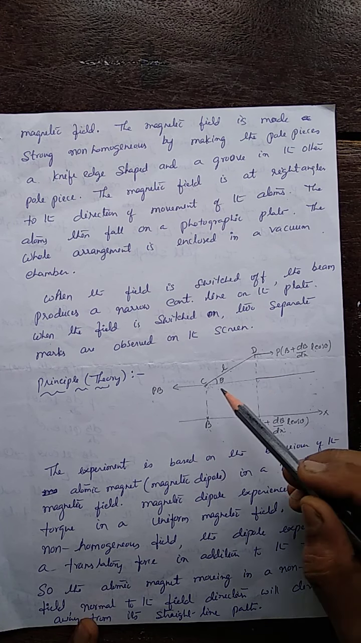P into L is the product of pole strength and the length of the axis. See here, this is the pole strength, and the two poles are separated by distance 2L. So this product PL is nothing but the magnetic dipole moment, mu. So the force experienced by this atomic magnet in this non-homogeneous magnetic field, the translatory force, is dB by dx mu cos theta.